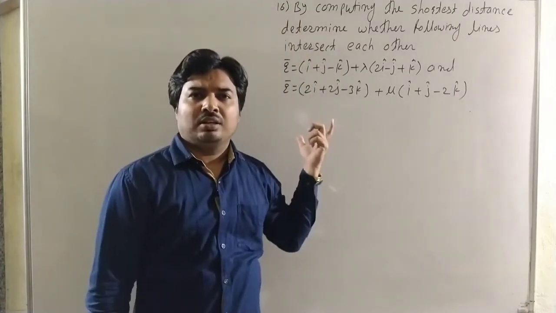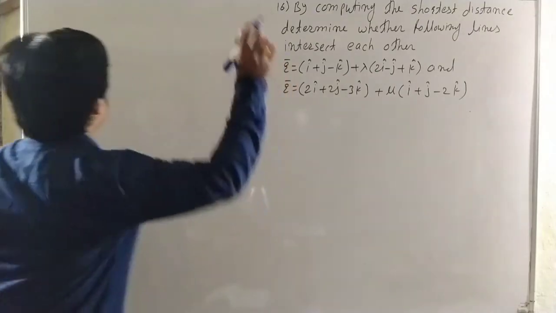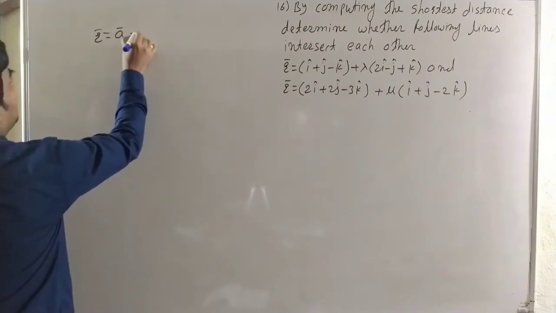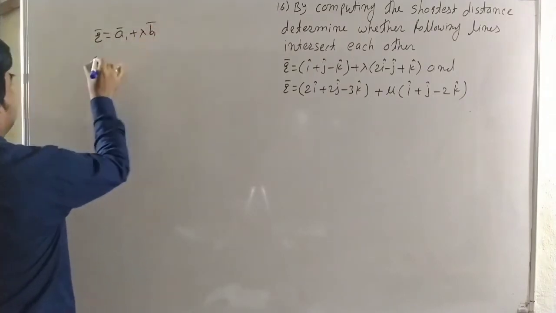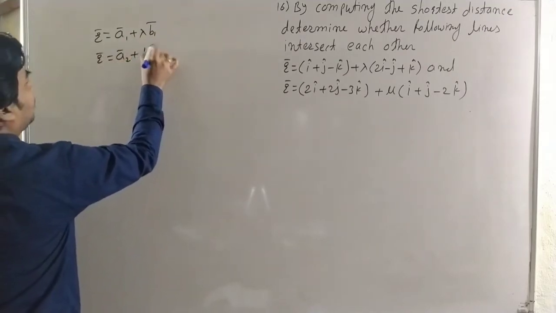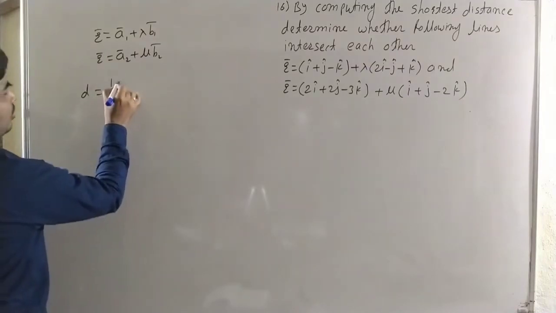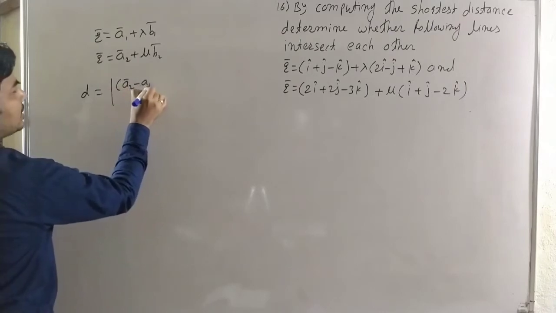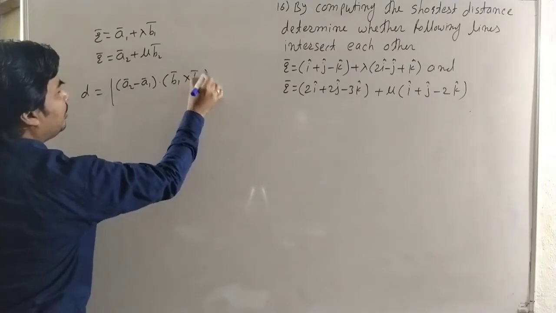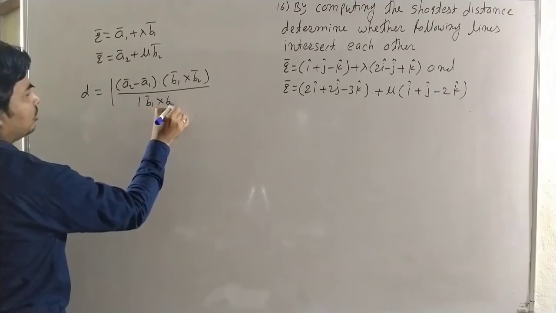Here we know that if the shortest distance between lines is 0, then the lines intersect. The formula for the shortest distance: given lines r bar is equal to a1 bar plus lambda b1 bar, and the second line r bar is equal to a2 bar plus mu b2 bar, the shortest distance between them is mod of (a2 bar minus a1 bar) dot (b1 bar cross b2 bar) upon magnitude of b1 bar cross b2 bar.